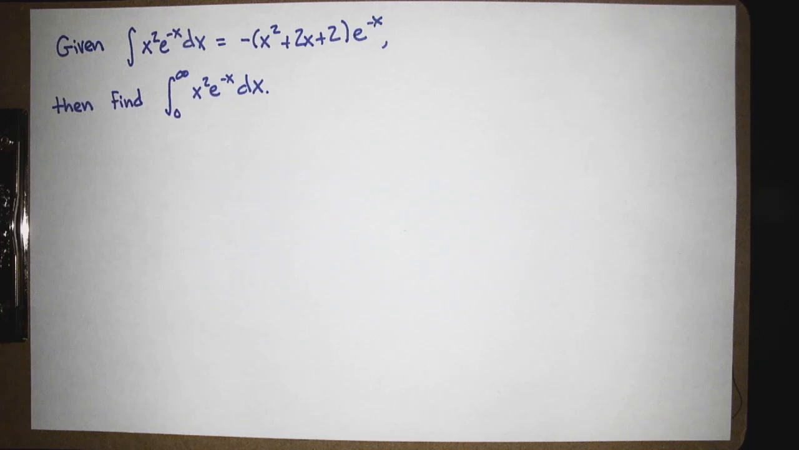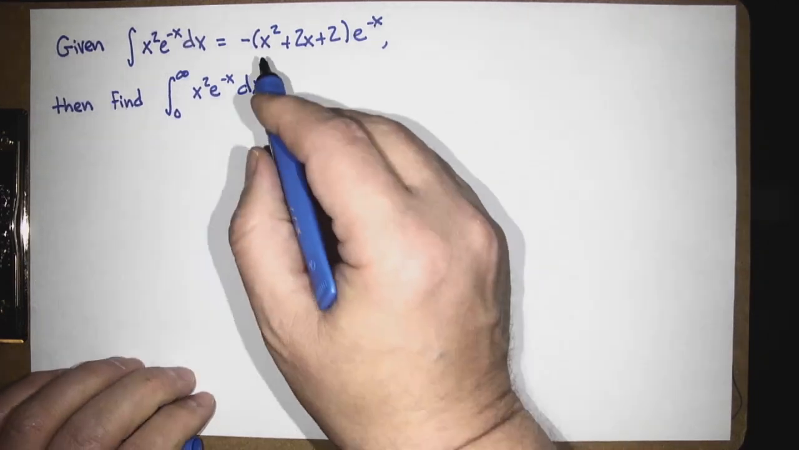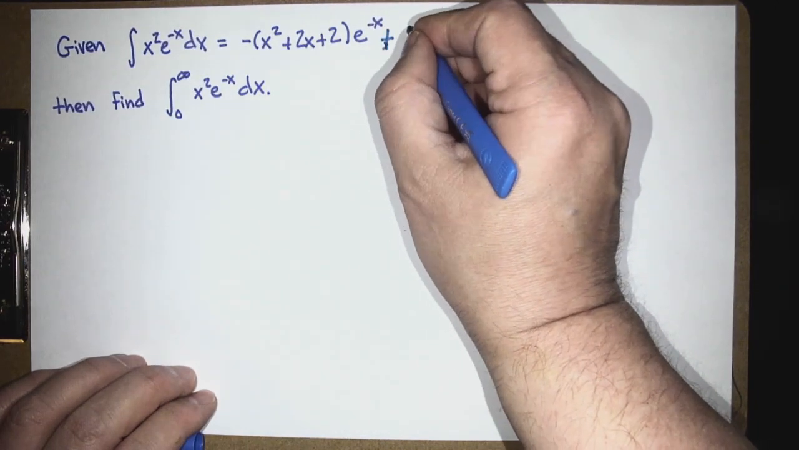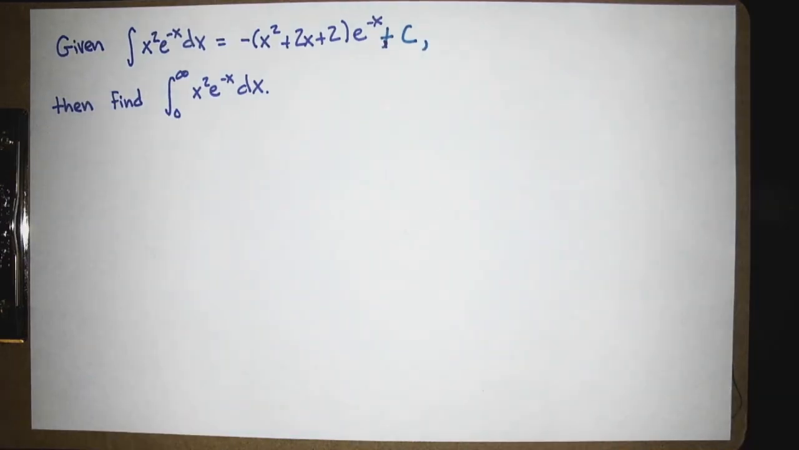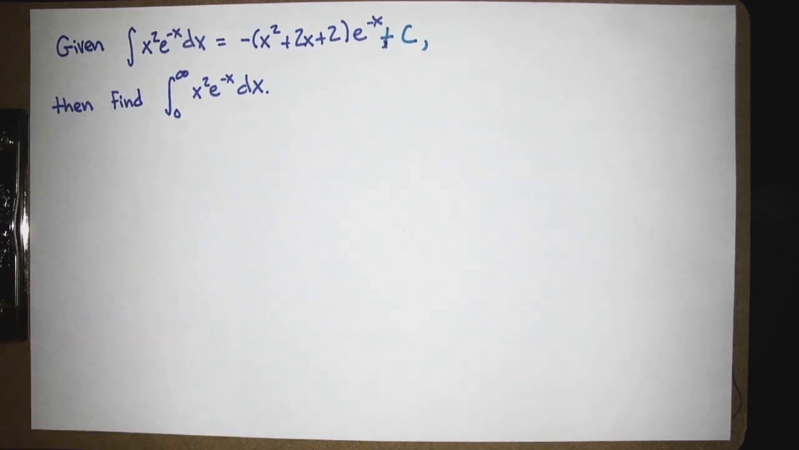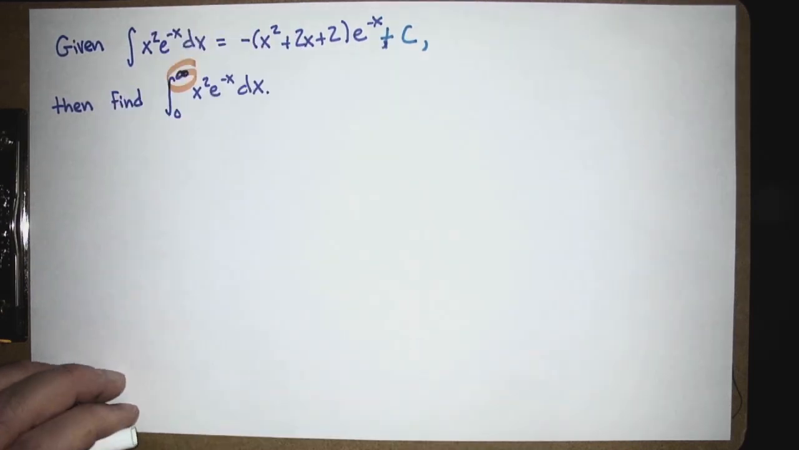All right, so here's another problem. Given that this integral, x squared e to the negative x dx is negative x squared plus 2x plus 2 times e to the negative x, and I forgot to write down plus c, but that's all right. Now I've remembered it, plus c. So we have this integral. Find the integral from 0 to infinity of x squared e to the negative x dx. All right, what kind of integral do we have? Improper. It's improper because we have infinity.